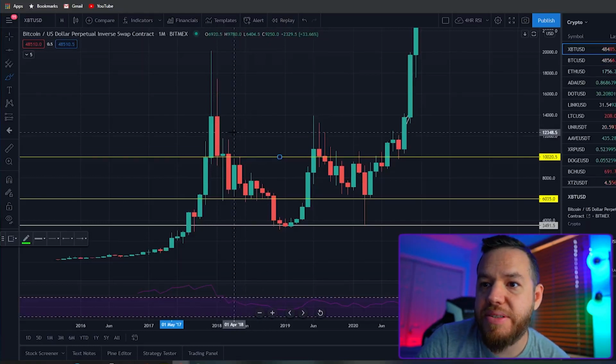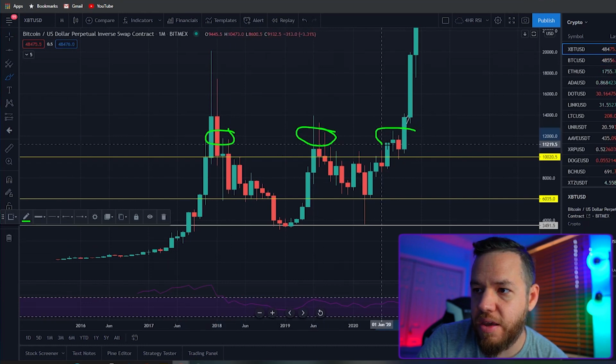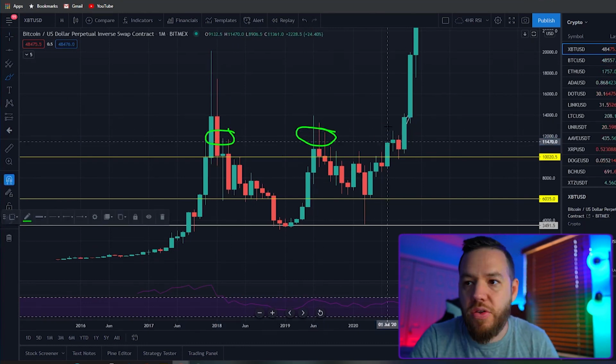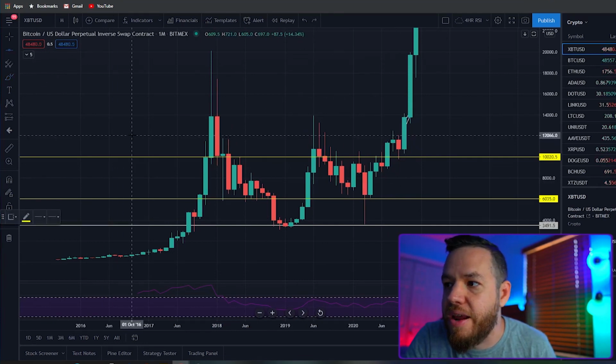The next spot I'm seeing some price action is right here. You see right here, and you see right here, right? So that could also be another area of interest. So we're gonna go ahead and mark it right at that, around that 12,000 mark.